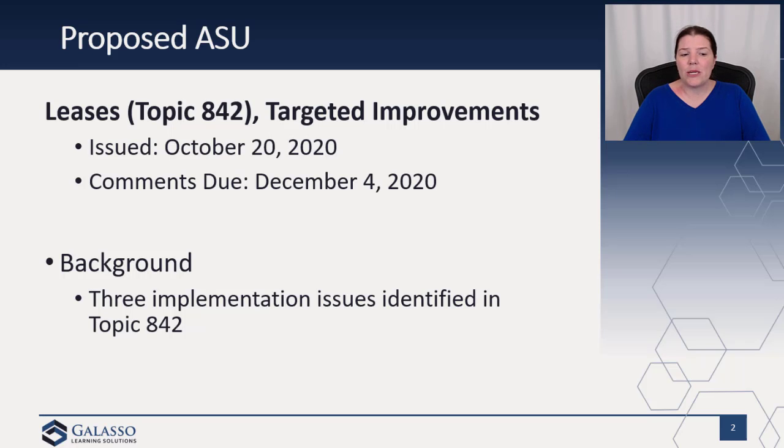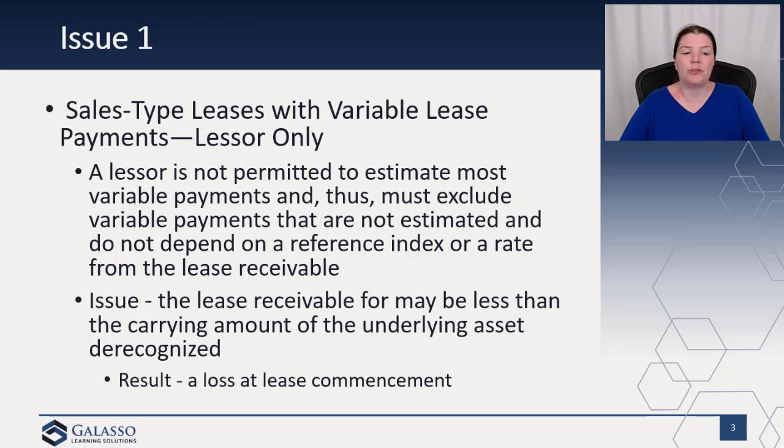Our first ASU is going to be leases, issued on October 20th. Comments are due December 4th. This one is really looking at 3 implementation issues that they identified during the implementation of Topic 842. So when we think about this, they've had some public roundtables now, they've gotten some feedback, and some people have brought some things to their attention that they've decided they wanted to address.